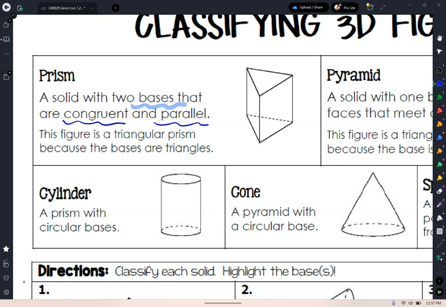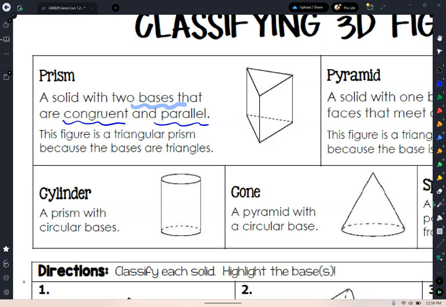So what I want you to do is identify with your finger right now the two planes of this solid that you think are parallel and exactly the same in shape and size. Put your finger on them where you think they are, okay? You should have identified this triangular top right here and this triangular bottom right here. Good? Okay, those are your bases.